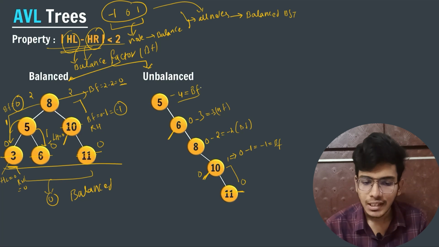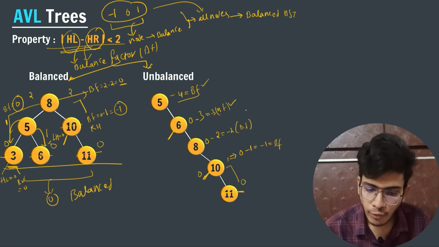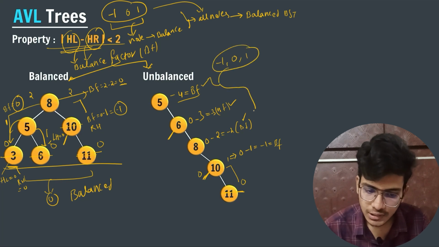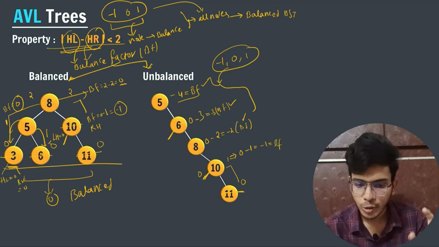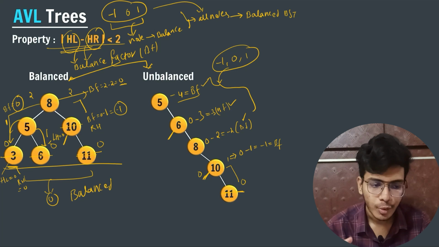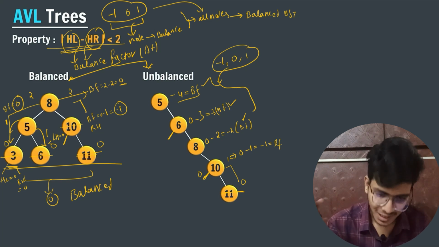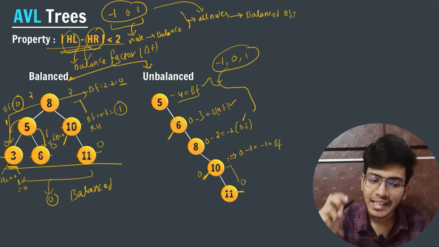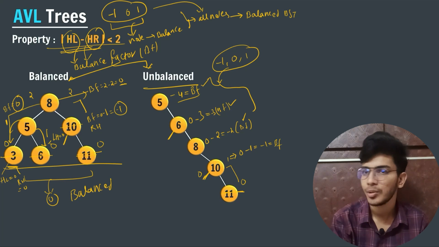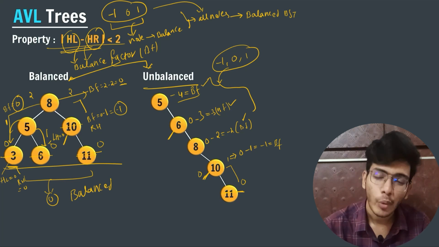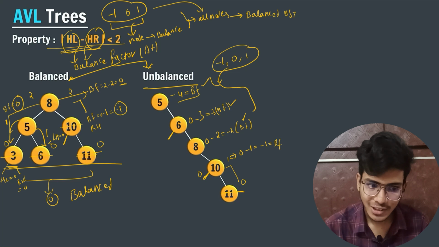So you can see that my balancing factor for various nodes is exceeding the values of -1, 0, 1. These three values are beyond this parametric condition. So if I am getting any of these values less than -1 or greater than 1, then that particular tree will become an unbalanced BST. I hope you have understood how we can tell whether the given tree is a balanced BST or not.